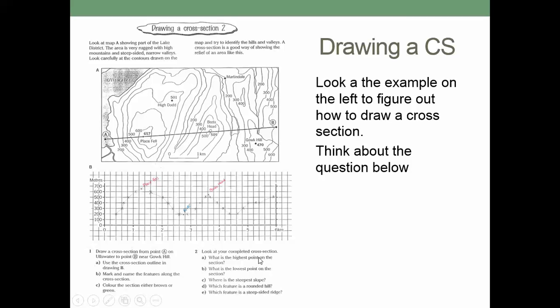Which feature is a rounded hill? Well, this is a rounded hill because it's round at the top and then it flows its way down. This is also technically round as well. And which feature is a steep-sided ridge? Well, you've got your steep-sided ridge right here. Okay, so you can see the different features. Hopefully this has helped you get an interpretation of a cross-section.